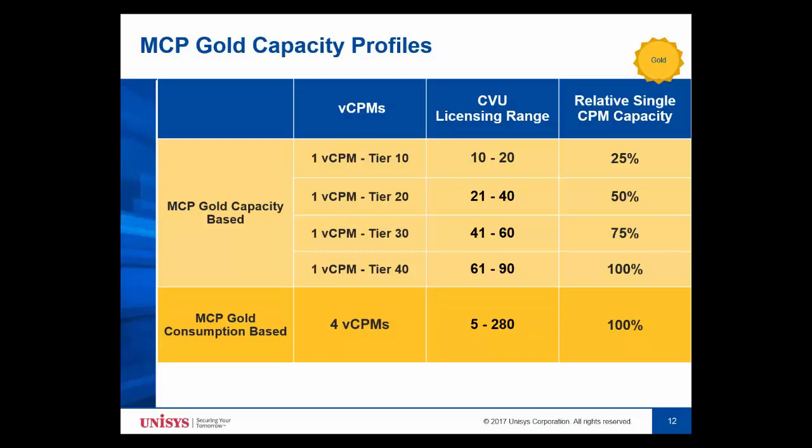We also will have temporary capacity on demand keys that are available should you require them. And we'll talk about those in more detail and how those work. We have our MCP Gold consumption-based, which is similar to our metered software environment today. And you have 4 full virtual CPMs available to you, and the CVU range would be from 5 to 280. And you have 100% utilization of the 4 CPMs, virtual CPMs.